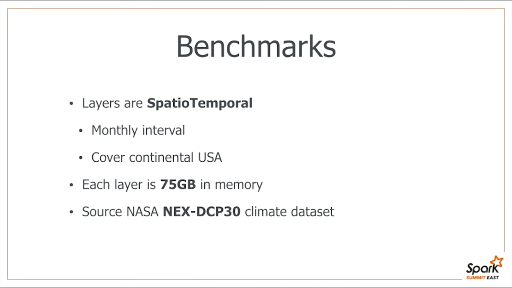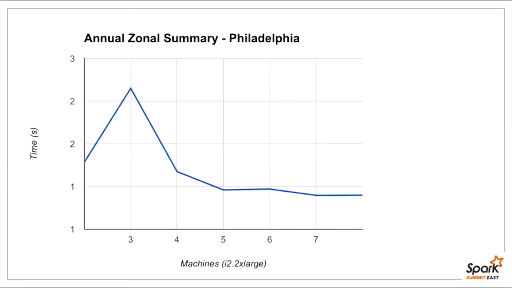The actual data set is 75 gigabytes. That's the data set name, if you're interested in it. And it goes out for 100 years. So we can run it on Philadelphia. That's not awesome. We kind of settle right into doing it under a second, right at, what, 4 or 5 nodes, and then it's not going down that much.